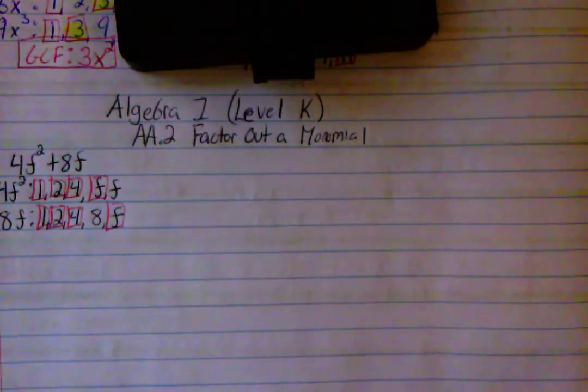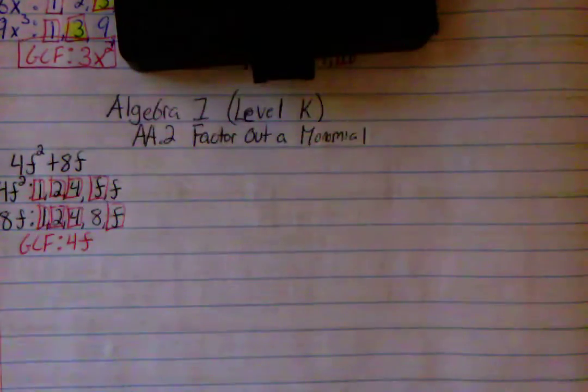So what does that mean? That means that the GCF is the highest number they have in common, which is 4, and they have a single f in common. So the greatest number is 4, and they have a single f in common.